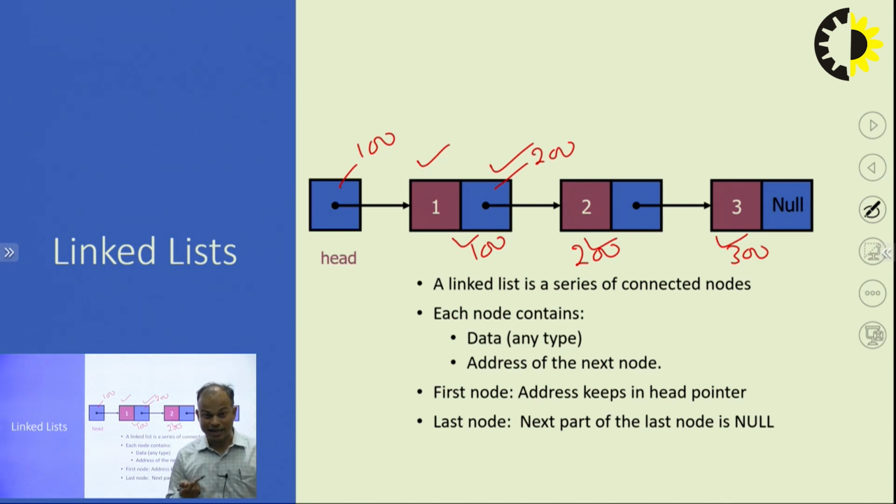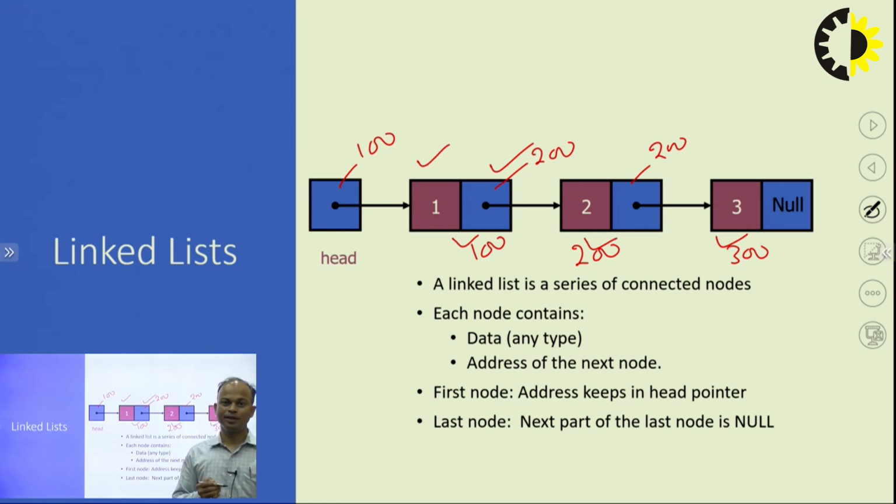In the same way, this is our second node, and the next part of the second node contains the address of the third node. This is our third node, and the address of the third node is 300. Therefore the next part of the second node contains the address of the third node. In this way all the nodes are arranged linearly.